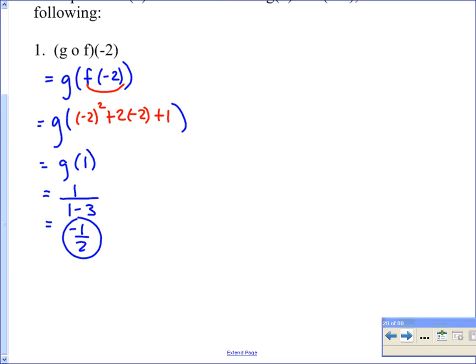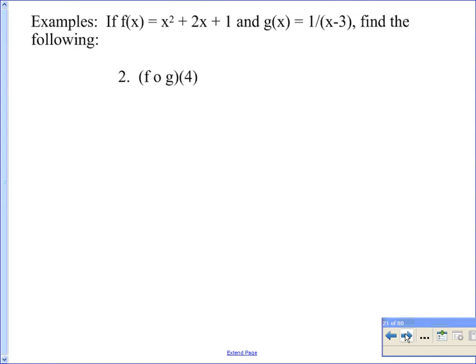Now we're going to flip that around and do an example with f of g. Okay, so same two functions, f and g, and this time I'm finding f of g of 4.